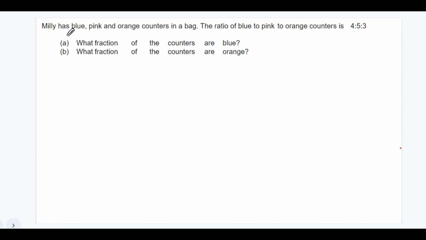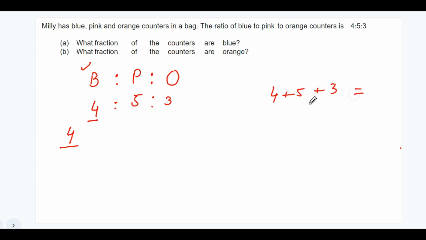So here we have: Millie has blue, pink and orange counters in a bag. The ratio of blue to pink to orange, in this order, is 4 to 5 to 3. Now the question is, what fraction of the counters are blue? This is blue. So what fraction? How can we find 4 out of the total? That means 4 plus 5 plus 3. What will it give you? 9 plus 3 will give you 12.